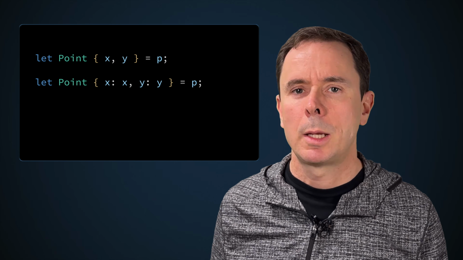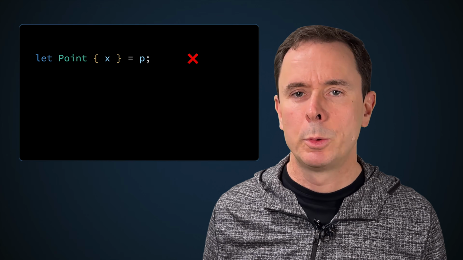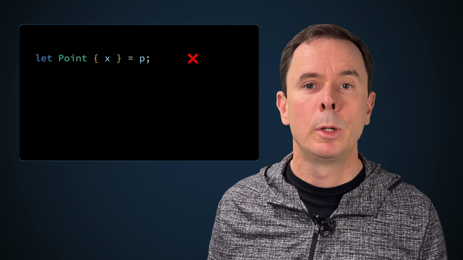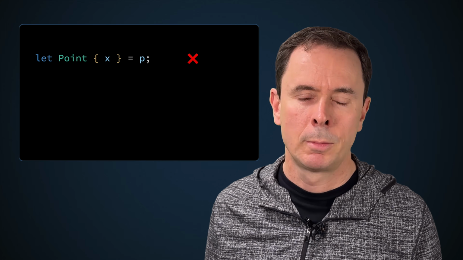A struct pattern doesn't have to create a variable for every field. The underscore pattern matches anything and ignores whatever is there. So this pattern makes the variable x, but it ignores y. You have to acknowledge all the fields in the struct, even if you ignore their values. This pattern is a compile error because we didn't mention y. And this is useful because when you add a new field to a struct, you probably want the compiler to bring your attention to the places where you haven't yet thought about what to do with that field.